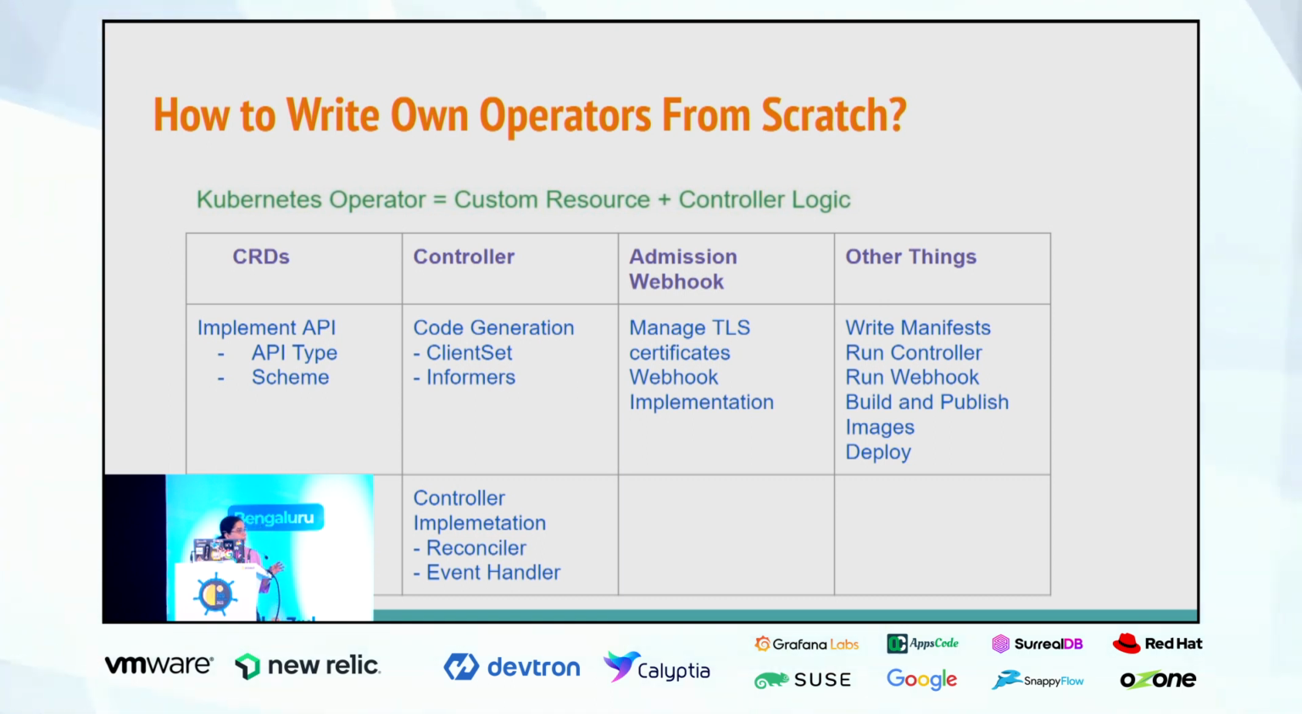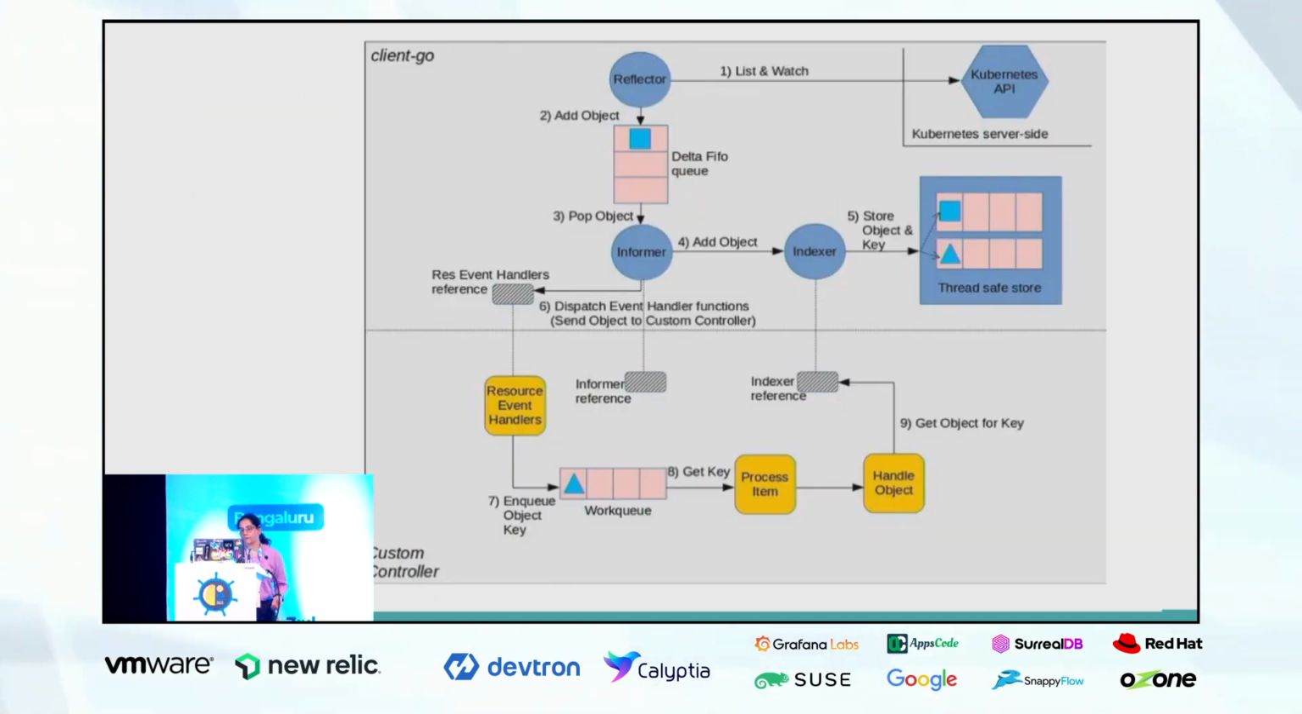and all these things. Apart from this, if we want to create an admission webhook also, we can implement that. And then the last thing is to convert all these things into a YAML manifest and deploy it in your cluster, or build a Docker image of it and put it on your Docker registry.